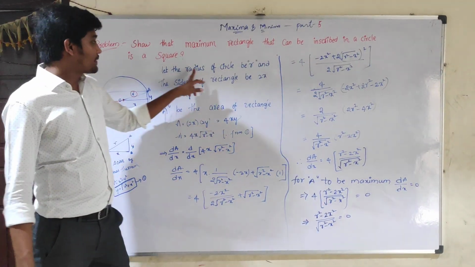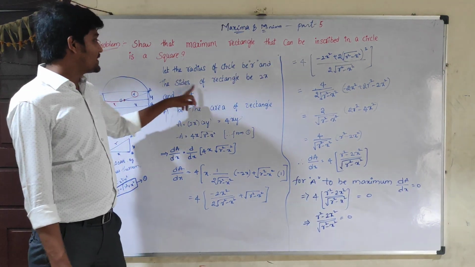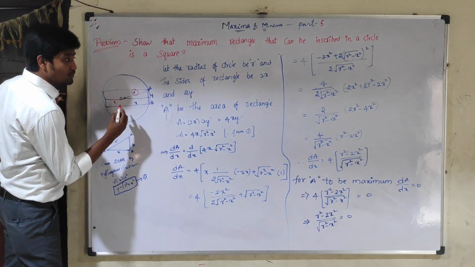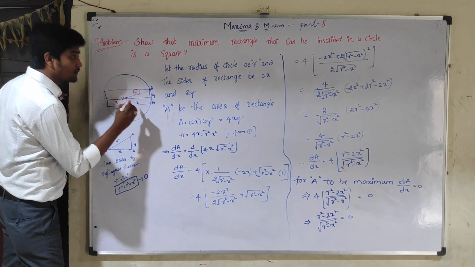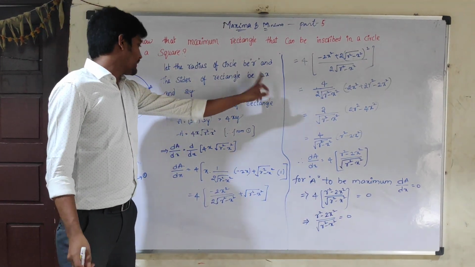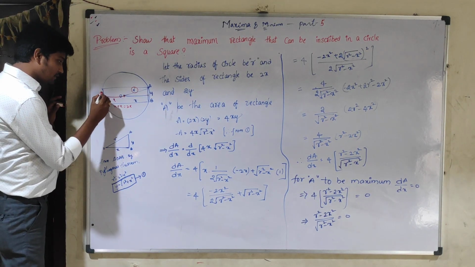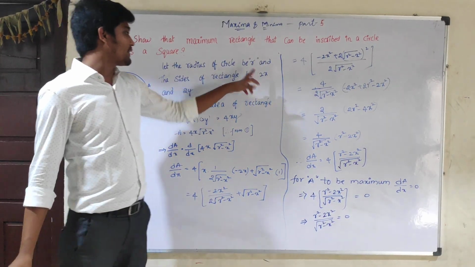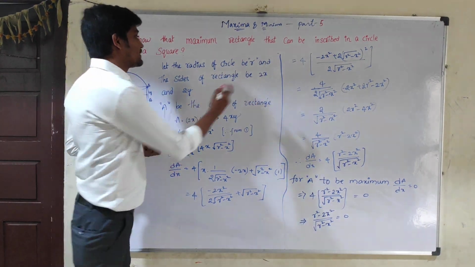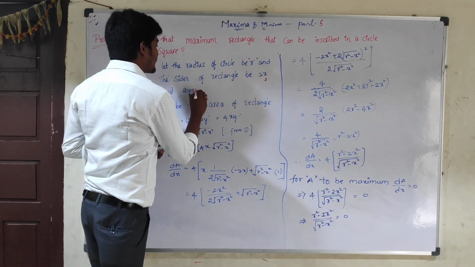Let r be the radius of the circle, and the sides of the rectangle be 2x and 2y. That means here x plus x, we will get 2x. And this side should be y, both together we get 2y. So the sides of the rectangle are 2x and 2y. We take this as the length and this as the breadth.